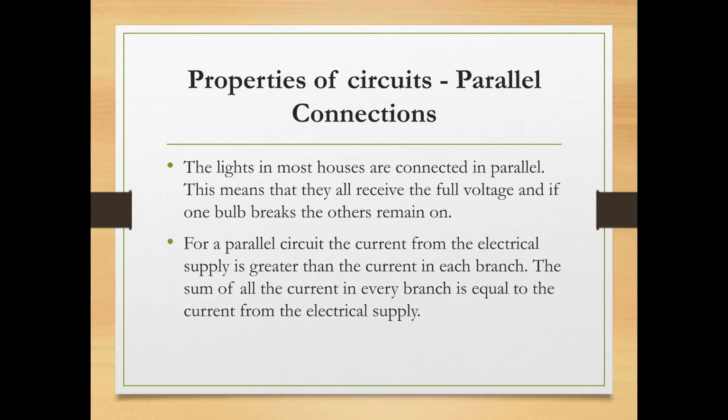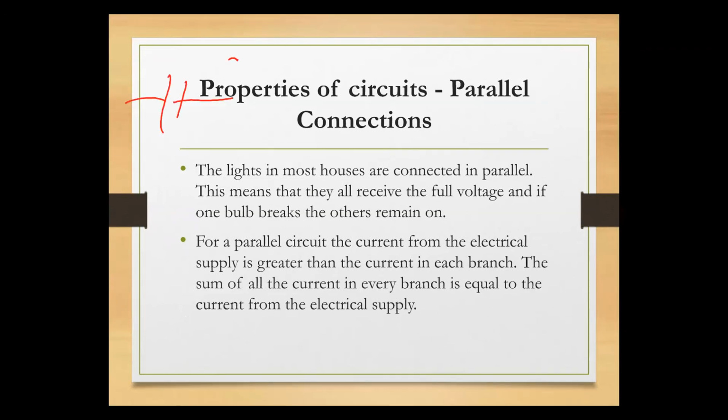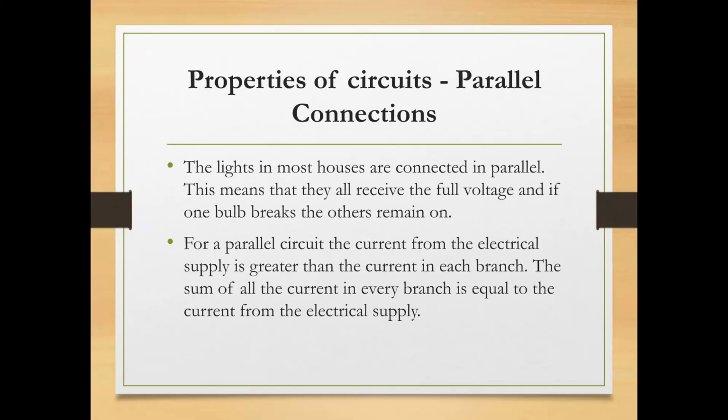So for a parallel circuit, the current from the electrical supply is greater than the current in each branch. What they are trying to say there is that the source that gives you the big I before sharing, its current is bigger than the currents when it is now shared there. The source always has a bigger current. So the sum of all the currents in every branch is equal to the current from the electrical supply. As I said, whatever goes in must come out. Whatever comes out must be going in. So that's what they are saying there, Kirchhoff's current law.